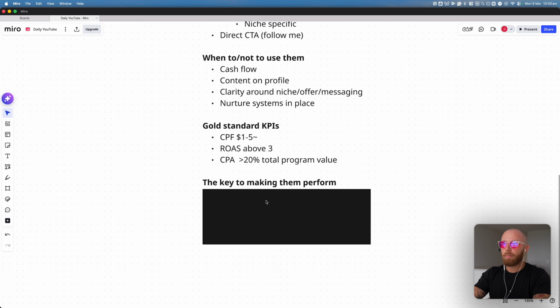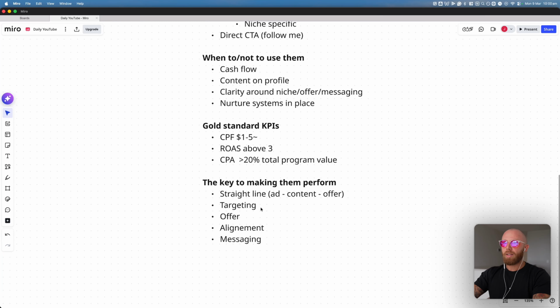Most of the guys in my program see CPAs of like $100 to $200 on a coaching offer that's anywhere from sort of $1,500 to $2,500, somewhere around that mark. So most of the time, if your stuff is dialed in, you're going to see way less than a 20% CPA anyways. But this is sort of my benchmark to be aiming for.